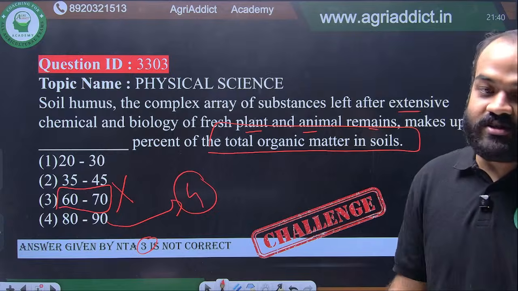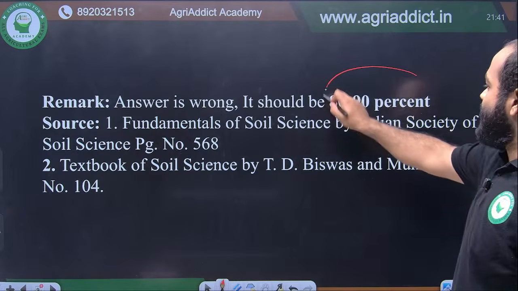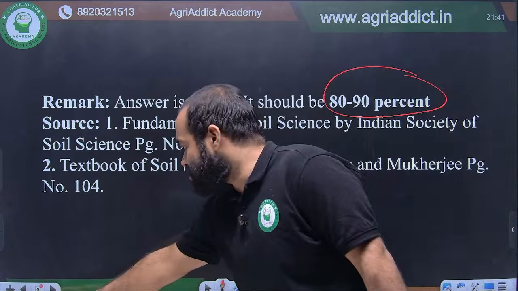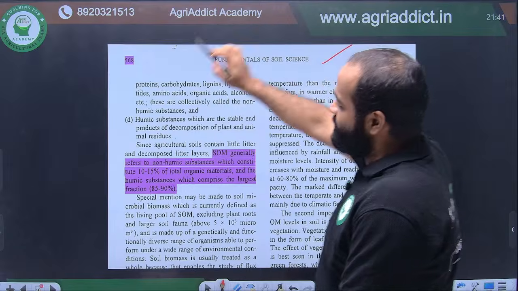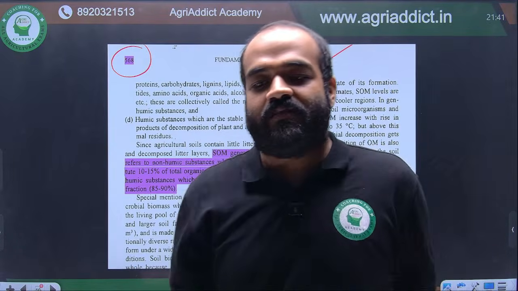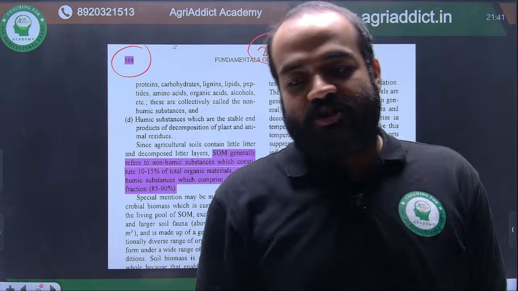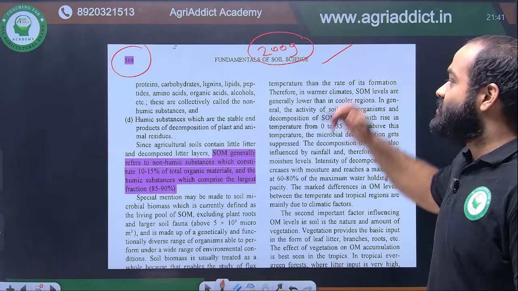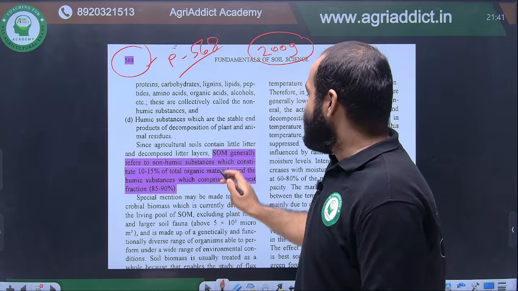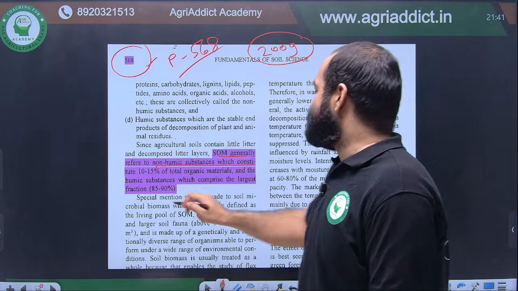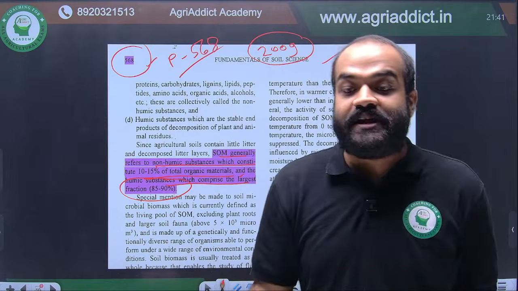Now you can ask what the source is. For this, we will give you the source as well. Here you can see the answer is wrong. It should be 80 to 90%, because here you can see the two Bibles of our soil science studies. In Fundamentals of Soil Science, on page number 568 of the green ISSS, the old one, the 2009 edition. If you have the 2009 edition textbook, even if it is a PDF, it does not matter. Please remember that page number 568. Here you can see SOM generally refers to non-humic substances which constitute 10 to 15% of total organic material, and the humic substances comprise the largest fraction, that is 85 to 90%.